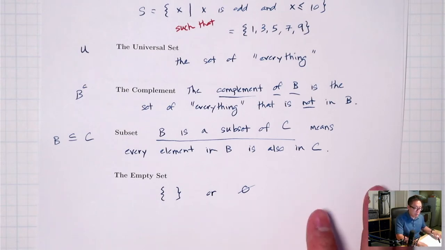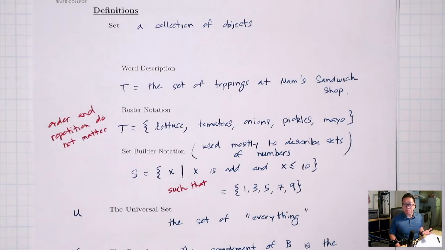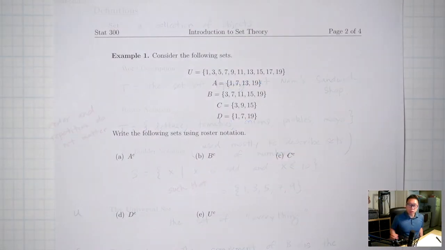In the context of our sandwich shop, if I ask you, what toppings do you want on your sandwich? You can say nothing. I don't want anything on my sandwich. I just want the bread and the protein. I want no veggies. All right, let's try an example.